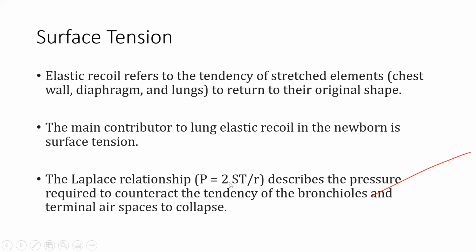Basically, as you can see, the Laplace relationship describes the pressure required to counteract the tendency of the bronchioles and terminal spaces to collapse. So by providing the pressure to prevent that collapse, you can prevent the atelectasis phase of the lungs. In the pathophysiology, if you have increased surface tension, that means the lungs are stiffer and you need more pressure to open the lungs up. By decreasing the surface tension, by giving external surfactant if needed, you can easily open the lungs with lower pressures.